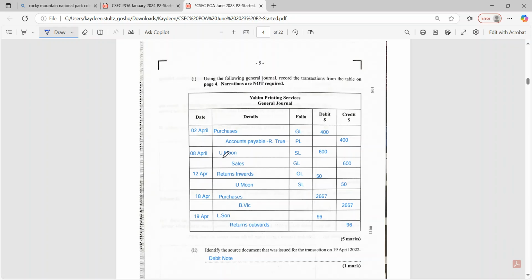So here we have it in the journal, the 8th of April, U Moon. U Moon is a receivable or a debtor, so it is found in our sales ledger, and it's $600. For the sales, we're going to credit sales, so we indent, and sales is found in our general ledger for $600.